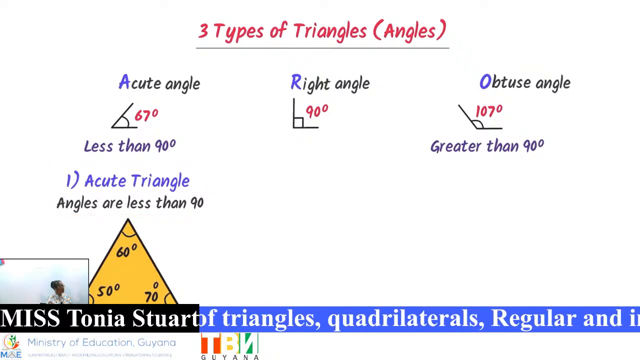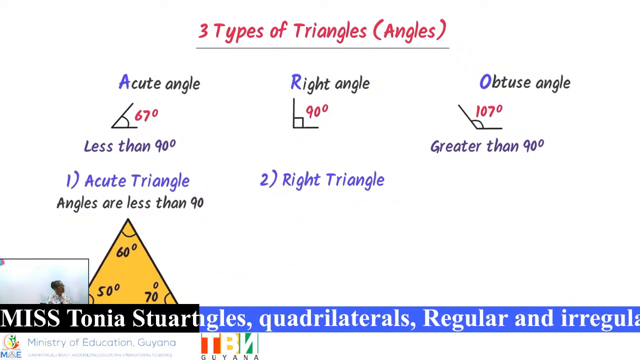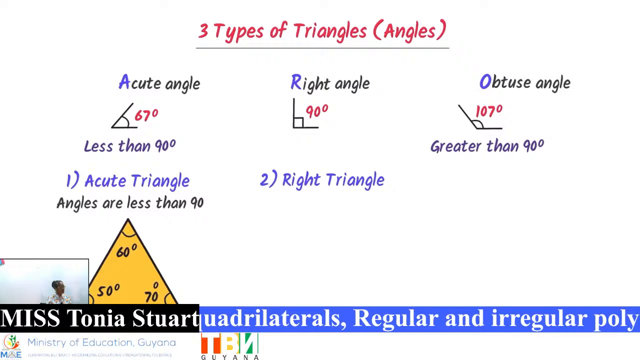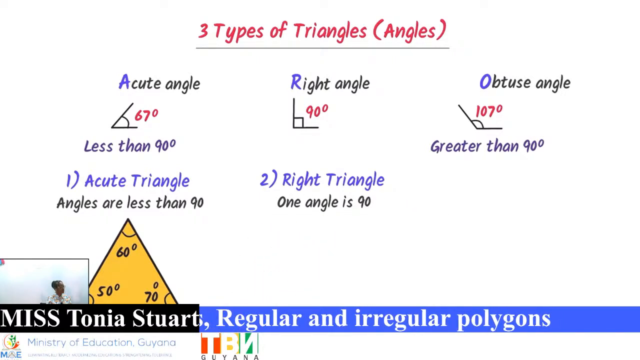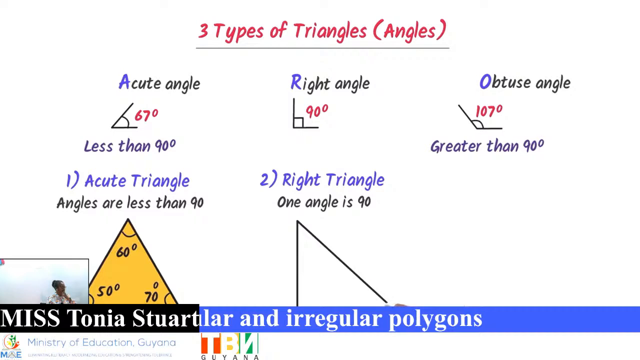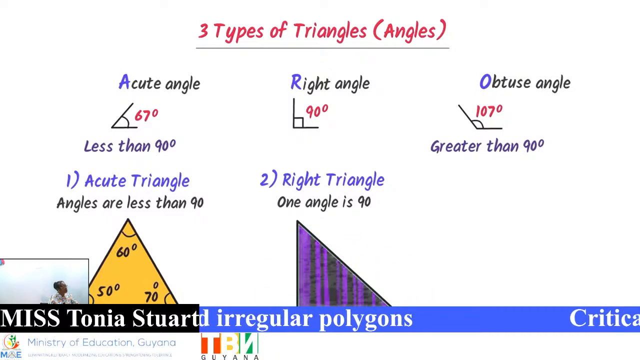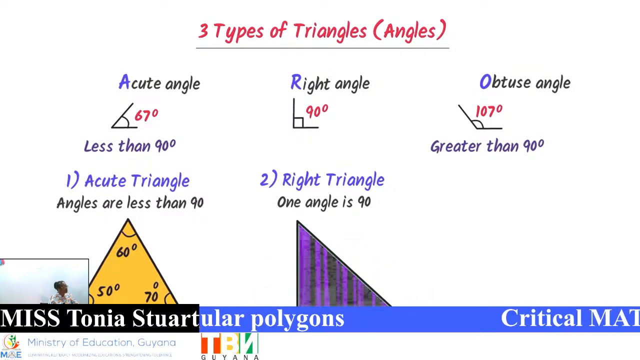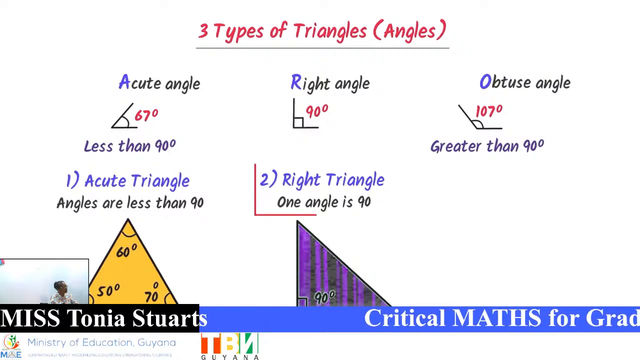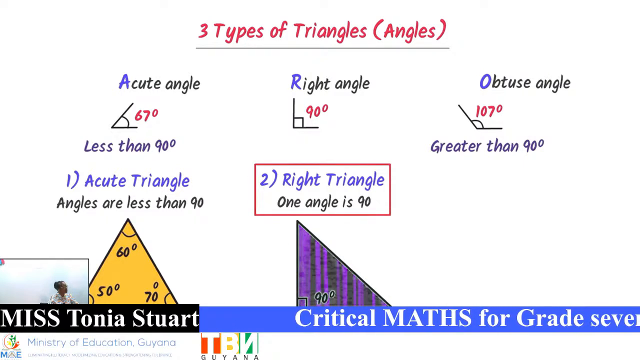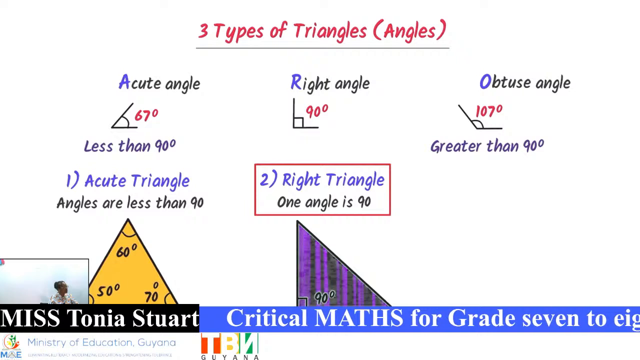The second type of triangle is right triangle, a right-angled triangle. Those triangles in which one angle is 90 degree, a right angle, are called right triangles. For example, in this triangle, this angle is 90 degree. So this triangle is known as a right-angled triangle.